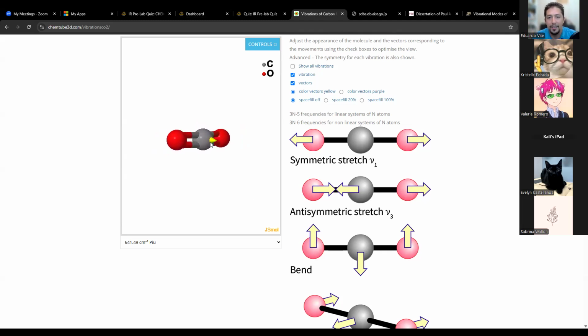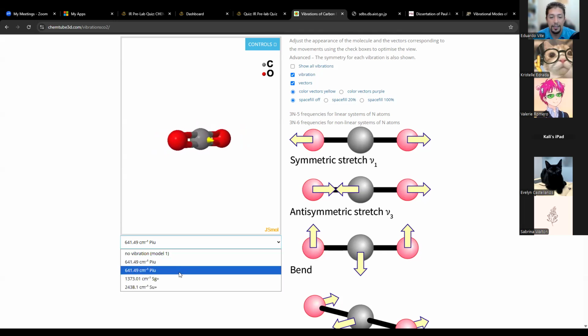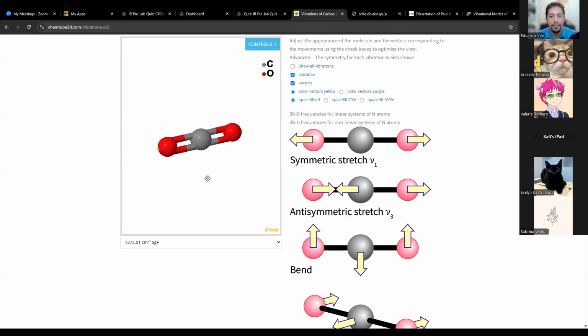But again, look at the size of that yellow arrow. It's very small. That's why this is also at 641. Let's look at the next one. Look, now we jump up to 1373 and we get what's called the symmetric stretch. You see that? And so this is what we were talking about earlier. When you do this, the arrows are both going in opposite directions at the same intensity.